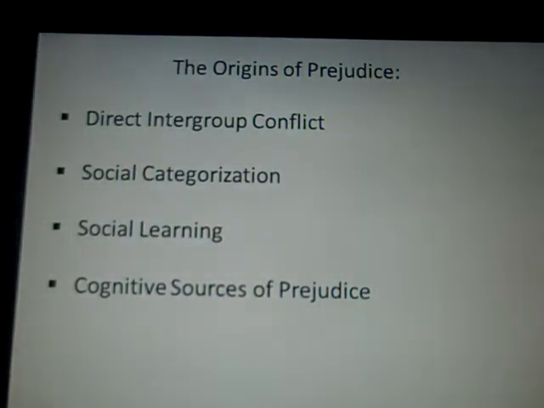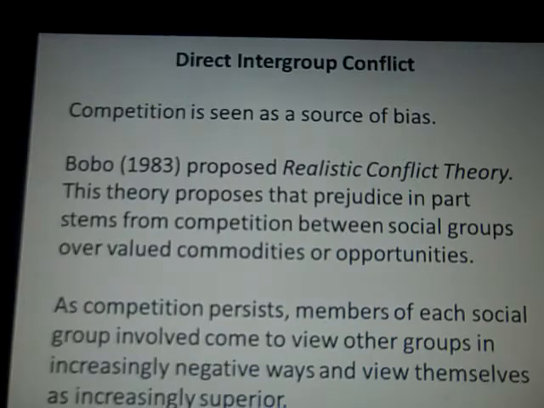Now, I want to talk a little bit about the origins of prejudice. Where does prejudice come from? There are 4 categories that I want to discuss: direct intergroup conflict, social categorization, social learning, and then the cognitive sources of prejudice. And we'll take all 4 of these separately. We'll start with direct intergroup conflict.